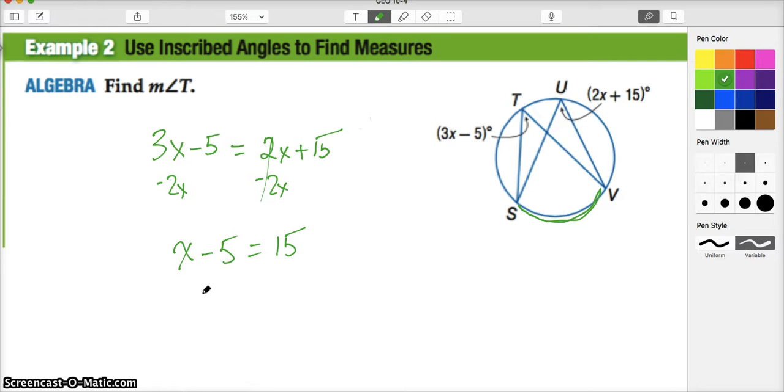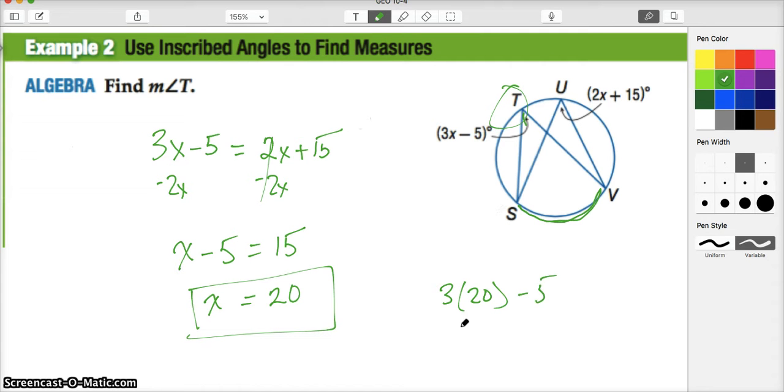Now I'm going to move the 5 over to the other side, so I get x is equal to 20. That's not the answer, right? Because they asked us to find the measure of angle t. So I need to take that 20, plug it in for the x value, and then calculate. So then I end up with 60 minus 5, which is 55 degrees. So let me put a finer point on it. The measure of angle t is equal to 55 degrees.